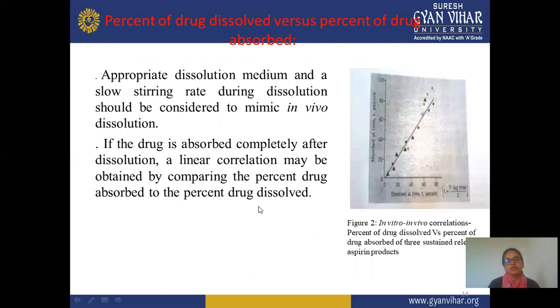Next is percent of drug dissolved versus percent of drug absorbed. In this, an appropriate dissolution medium and a slow stirring rate should be considered to mimic in vitro dissolution. So the dissolution medium is also very important, and the stirring rate mimics the rate of in vivo dissolution. If the drug is absorbed completely after dissolution, a linear correlation will be obtained by comparing the percentage of drug absorbed to the percent of drug dissolved. Calculate how much drug is dissolved or absorbed in this.